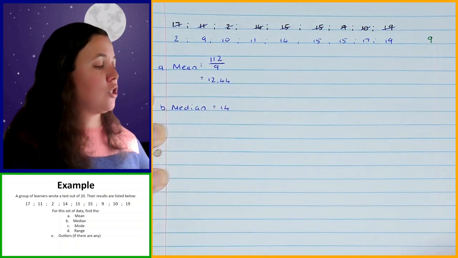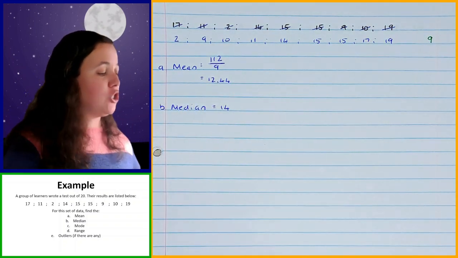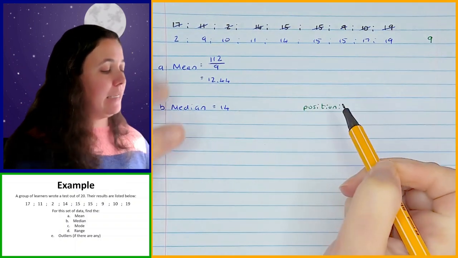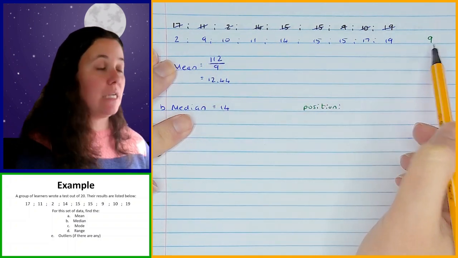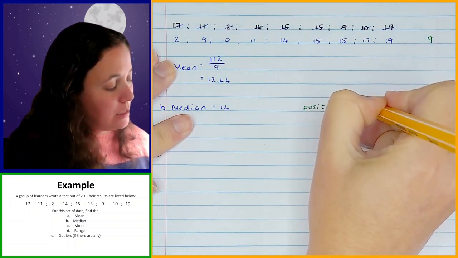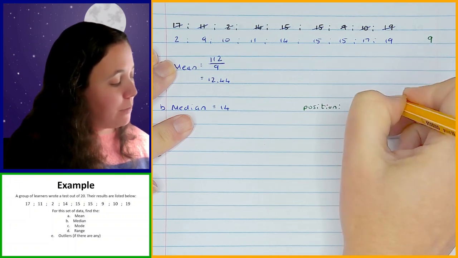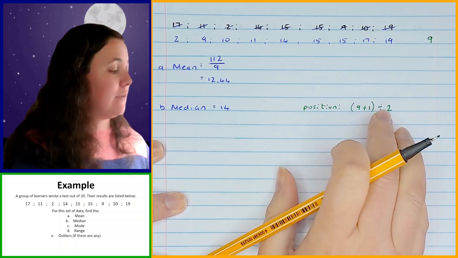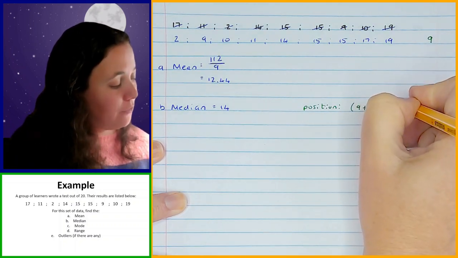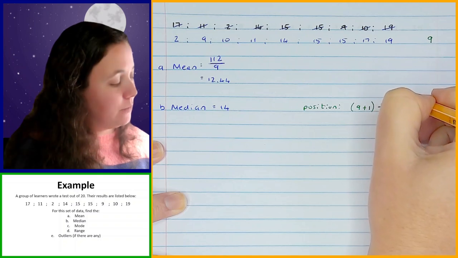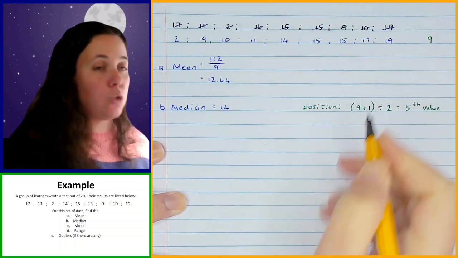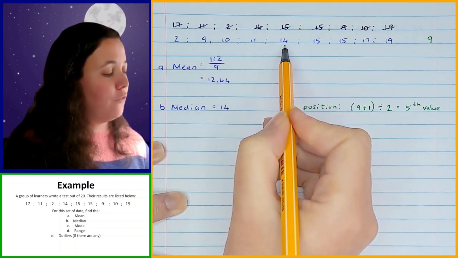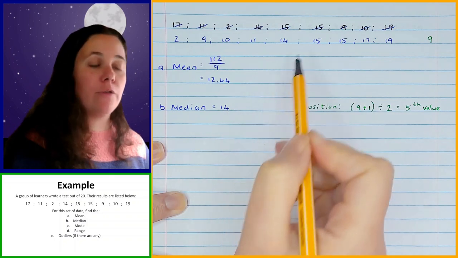But there is also the option of working out the position of the median by saying the number of items, which is 9, plus 1, and dividing that by 2. Okay, so 9 plus 1 is 10, divided by 2 gives me 5. So the fifth value is where I would find my median. So if you go and find the fifth one, 1, 2, 3, 4, 5 is 14. It's the same thing that we got over there.